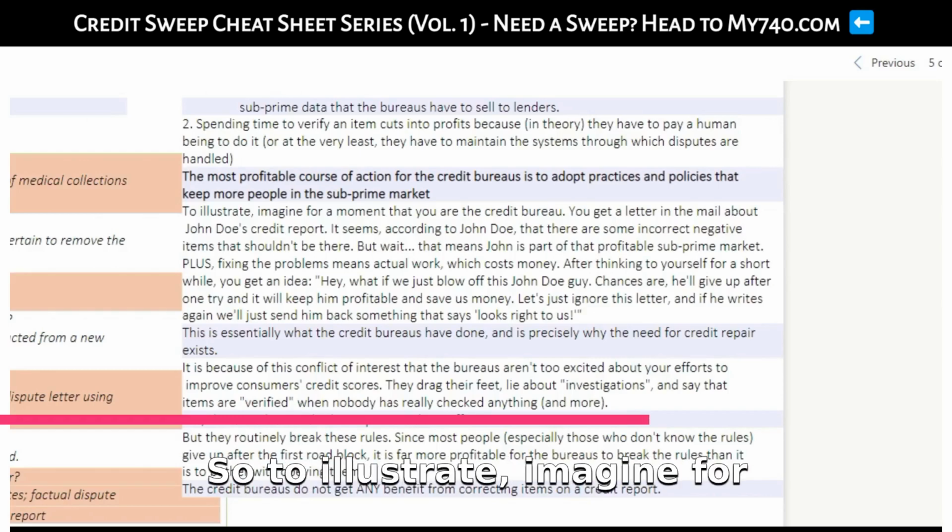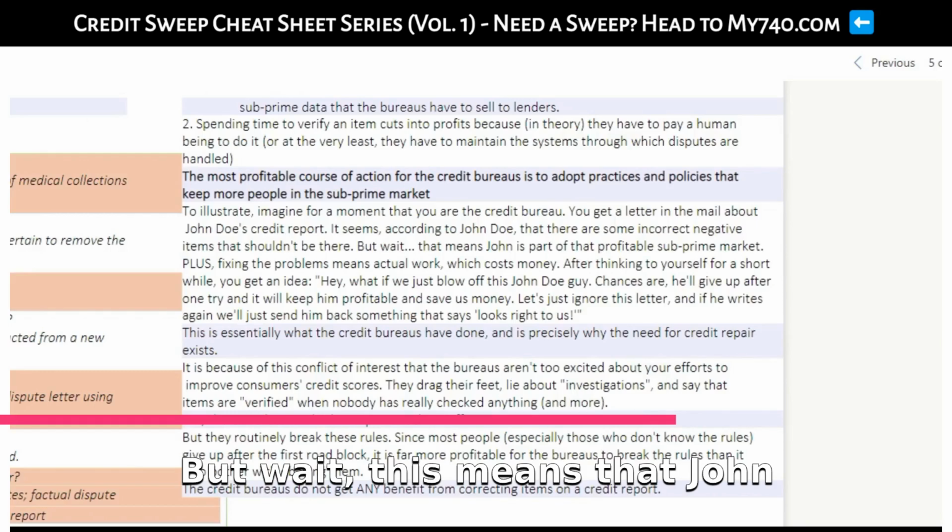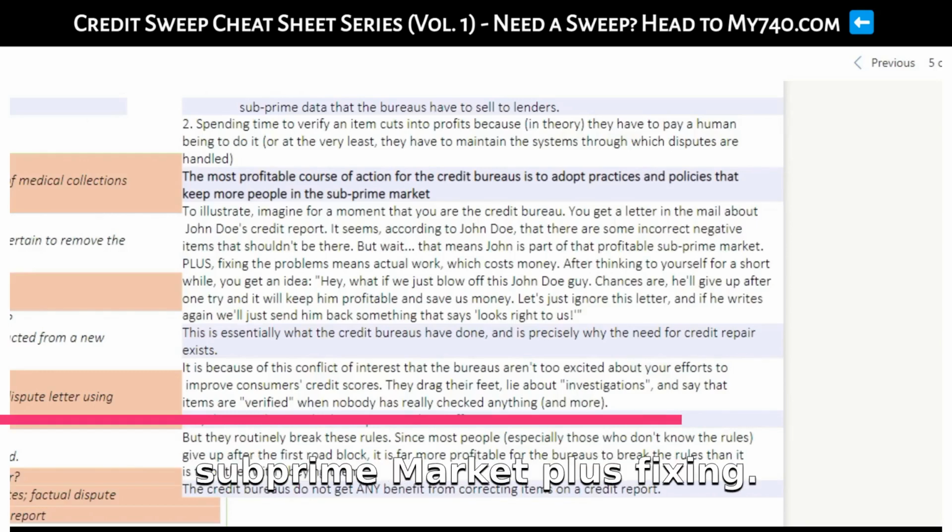So to illustrate, imagine for a moment you are the credit bureaus. You get a letter in the mail for John Doe's credit report. And it seems, according to John Doe, that there are some incorrect negative items that shouldn't be there. But wait. This means that John is part of the profitable subprime market. Plus, fixing the problems means actual work, which costs money.